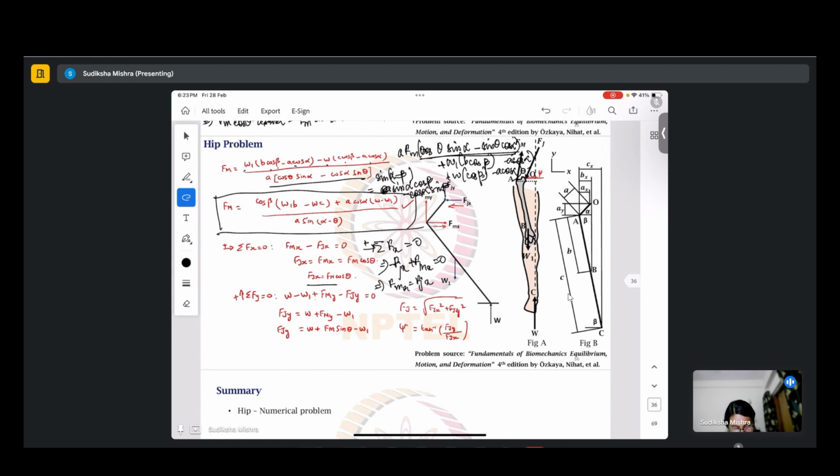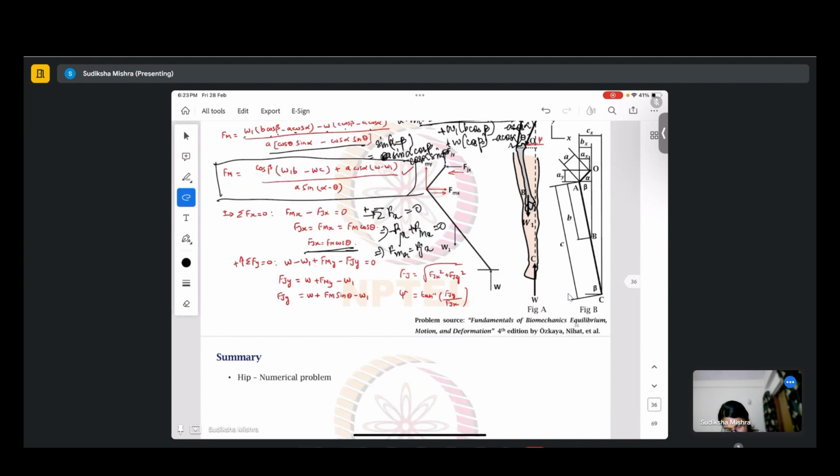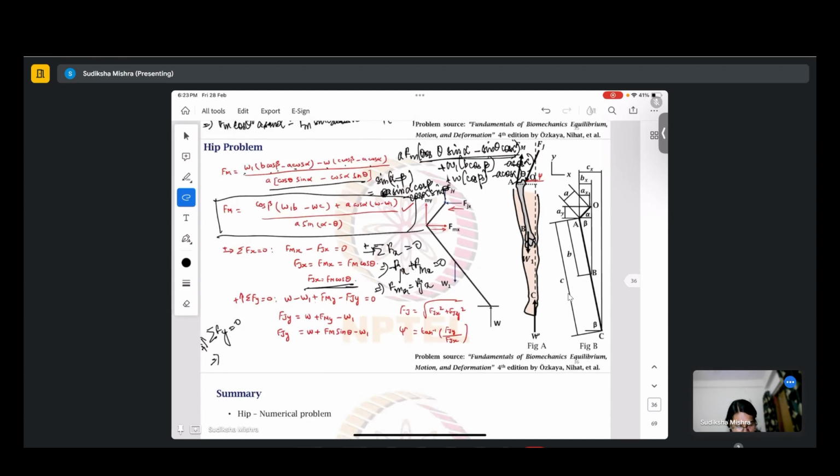So Fjx is essentially Fm cos theta. Now coming to the y component, summation of Fy is equal to 0. In Fy there are four different forces: W, which is the reaction force, W1, which is the weight of the body, the y component of Fm and the y component of Fj. You solve for this and you get Fjy to be this.